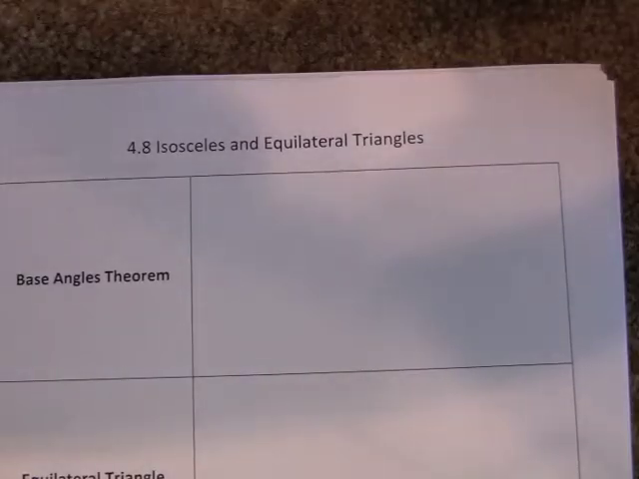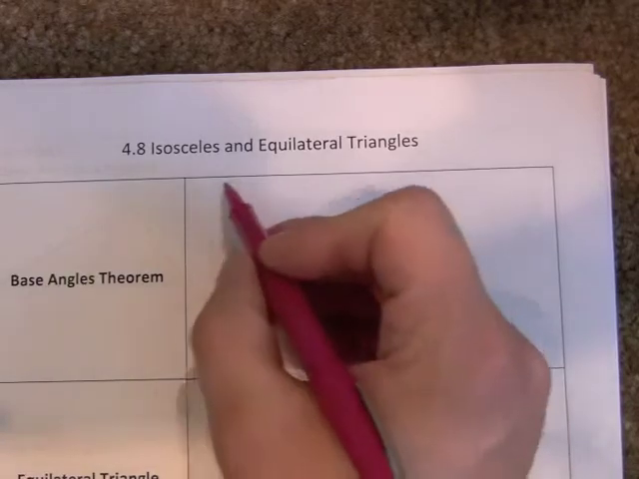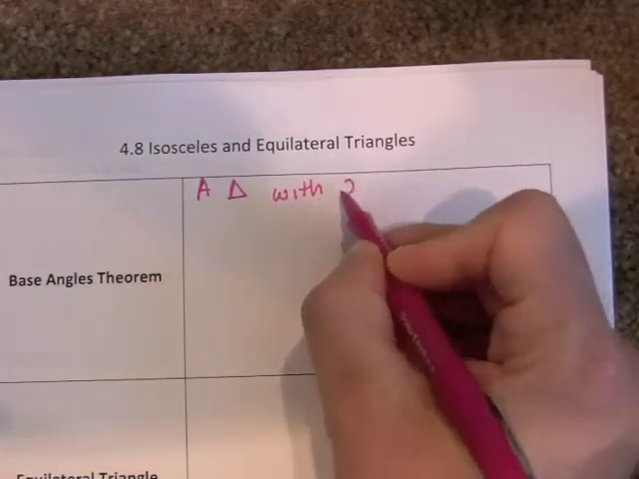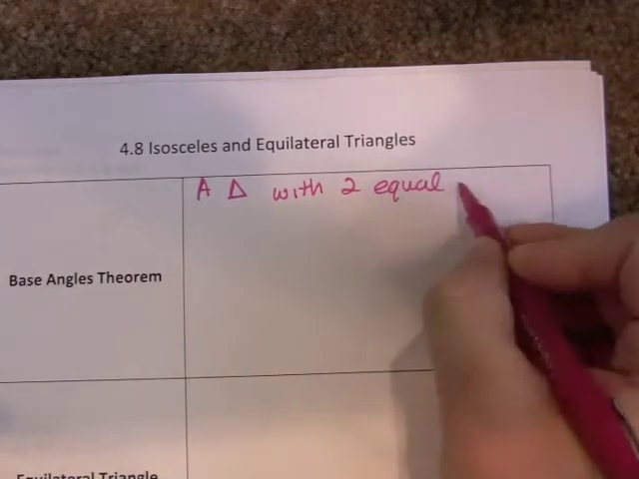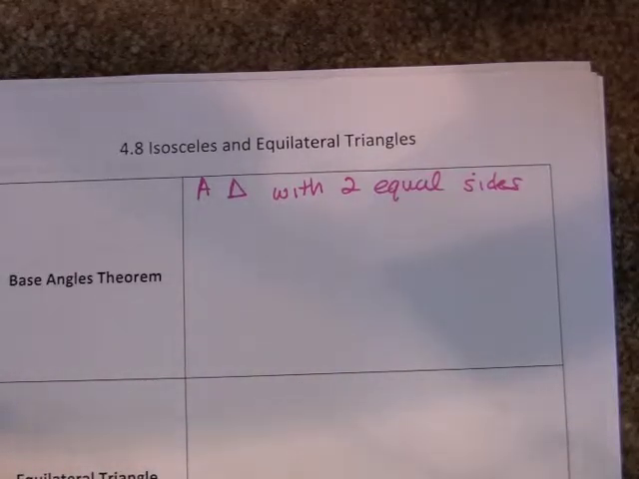Okay, today's notes is on 4.8, isosceles and equilateral triangles. Now, the first theorem in this lesson is the base angles theorem. Remember when we learned what an isosceles triangle is, it's a triangle with two equal sides. Okay? But if it has two equal sides, the base angles theorem is that there will be two equal angles.